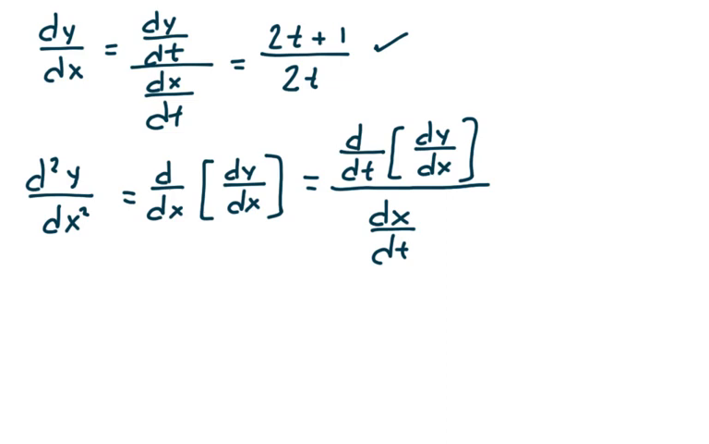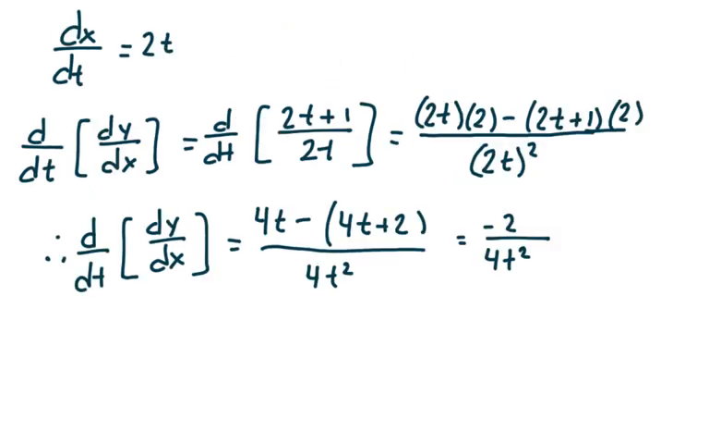Now, let's take a look at the second derivative. The second derivative of y with respect to x is the derivative of dy/dx with respect to x. So this is an important inequality right there. And we're going to do something very similar. What I'm going to do is take the derivative of dy/dx with respect to t, that's the numerator up here, and divide by dx/dt. Okay? So I claim that's the second derivative of y with respect to x.